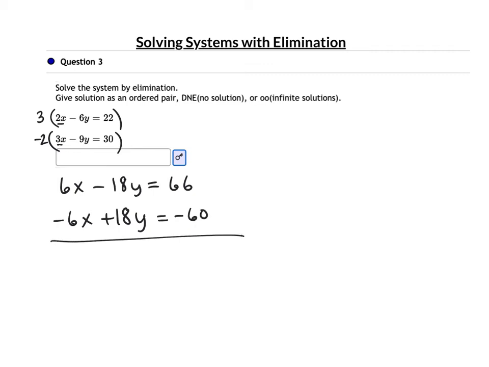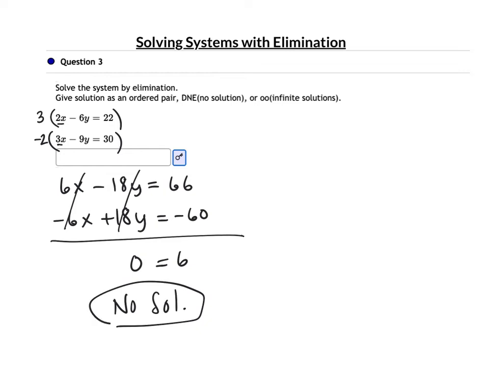Now I can add them up. And I get 0 on this side. Those drop out and those drop out. Equals 6. Uh-oh, what is going on here? Well, this appears to me to be a no solution.